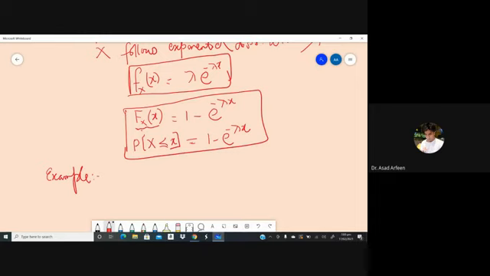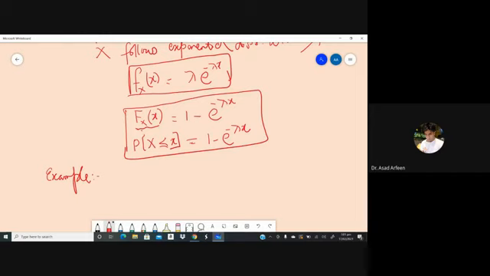They say that the average length of a phone call is 3 minutes, and assume that the length of a call is an exponential random variable. What is the probability that the call lasts more than 6 minutes?